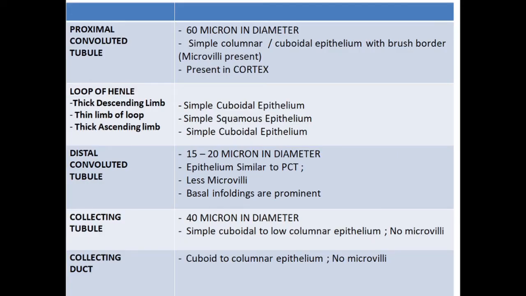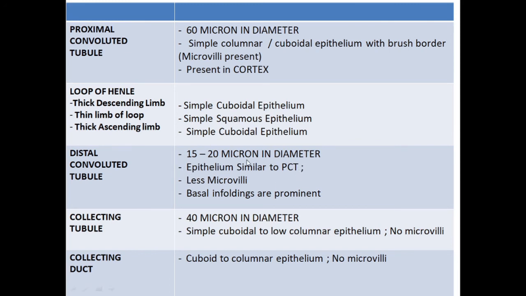If we see the structure of them individually, the proximal convoluted tubule is 60 micron in diameter and it is lined by simple columnar or cuboidal epithelium with brush border with microvilli present, and it is present only in the cortex. Whereas the distal convoluted tubule is smaller. It is 15 to 20 micron in diameter. Even in length, the distal convoluted tubule is half the size of the proximal convoluted tubule.